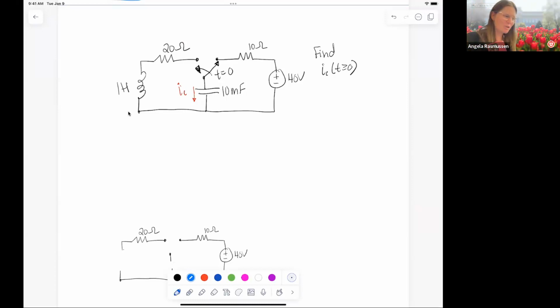If you guys want to work as a group together to solve this circuit.